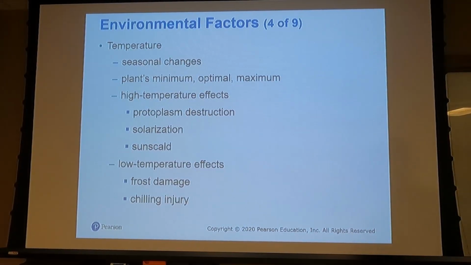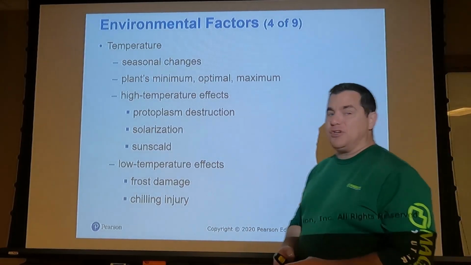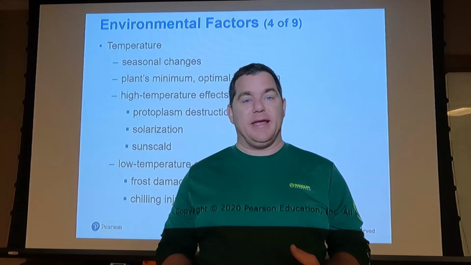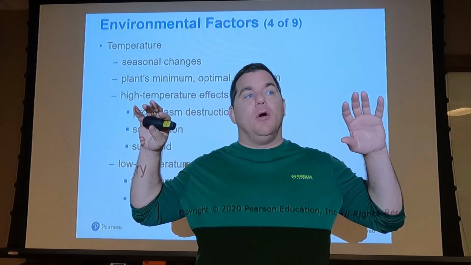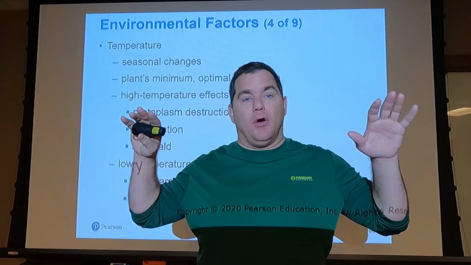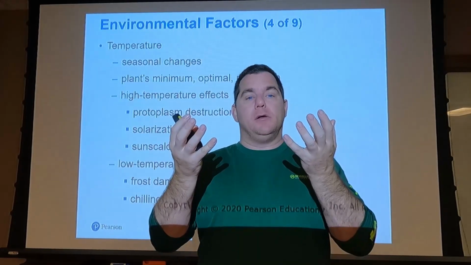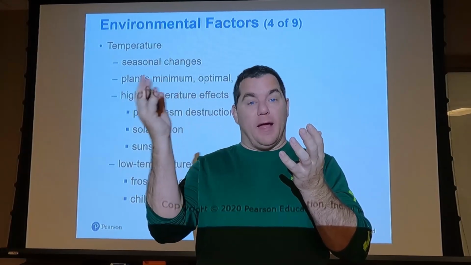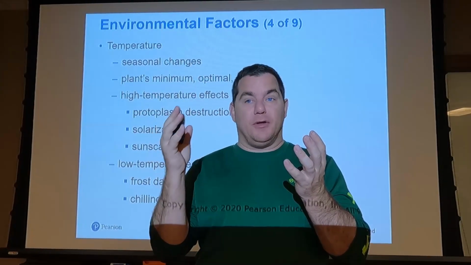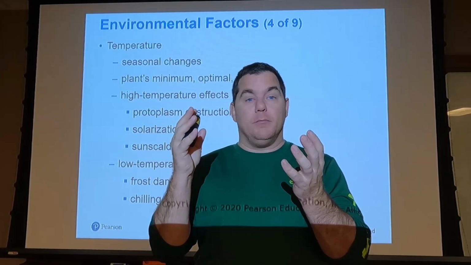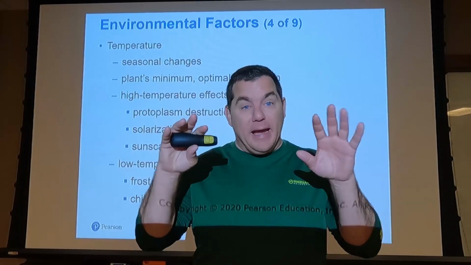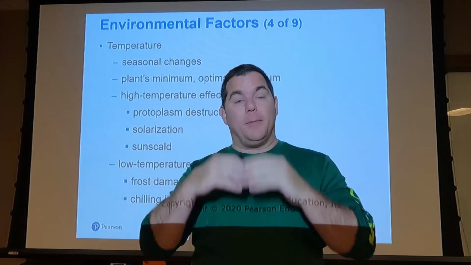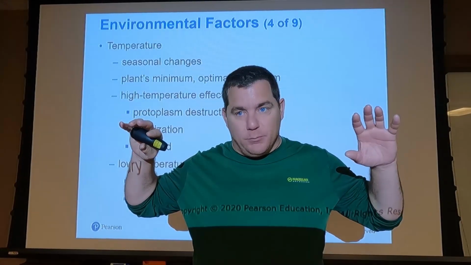Likewise, we have low temperature effects, which are going to be frost damage and chilling. So my uncle grows satsumas on the Mississippi Gulf Coast, and one of the problems he has is once the temperature warms up in April, and also the day length starts to increase, because the spring equinox is March 21st. So about April, the day length starts to get longer, and we're also starting to get warmer temperatures.